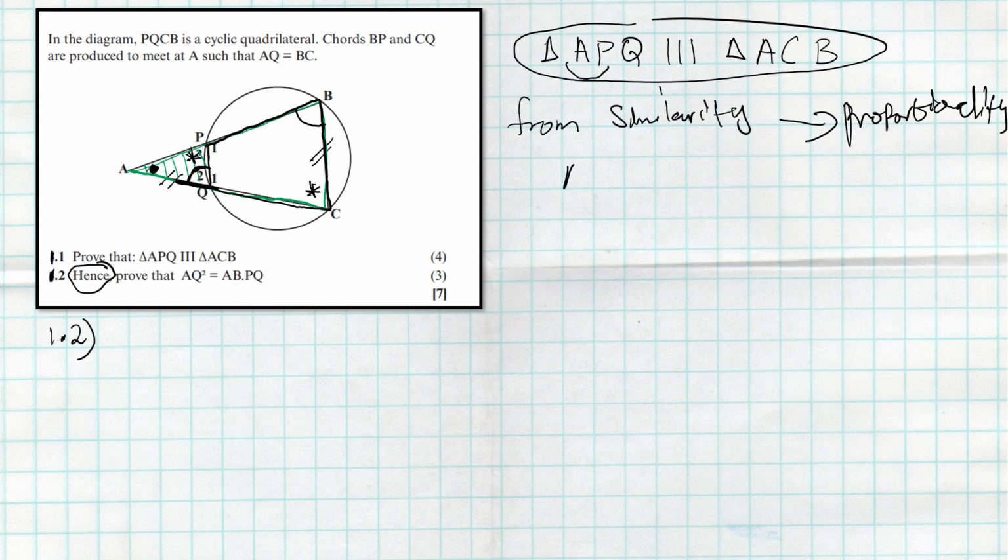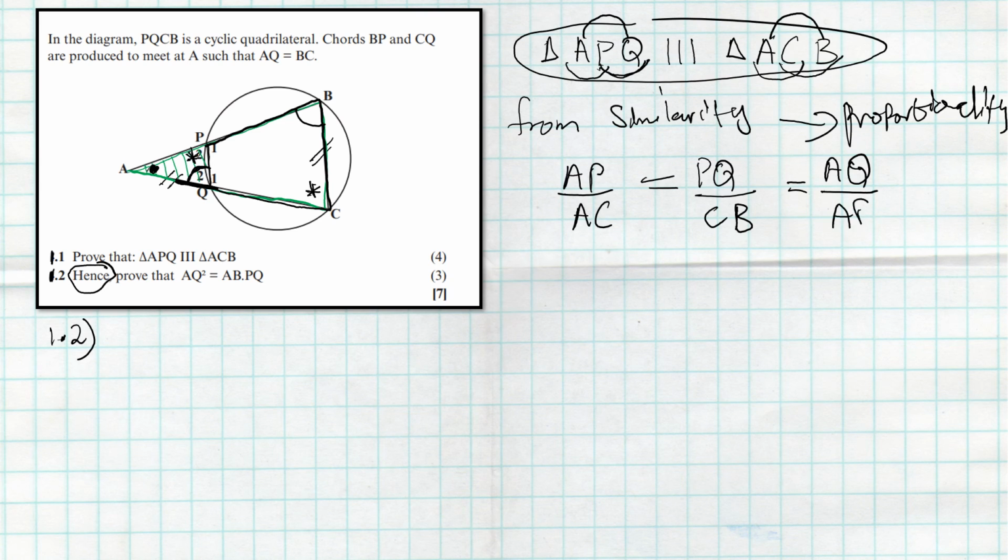We are going to say AP over AC in that same way is equal to PQ. Sorry about that, it's PQ over what? It will be over CB. Then this will also be equal to AQ over AB. This is because the two triangles were similar. So you can write, because triangle ABQ was similar to triangle ACB, right?